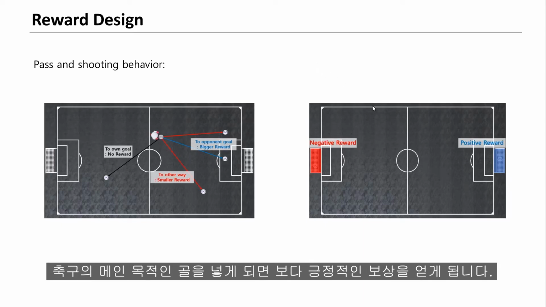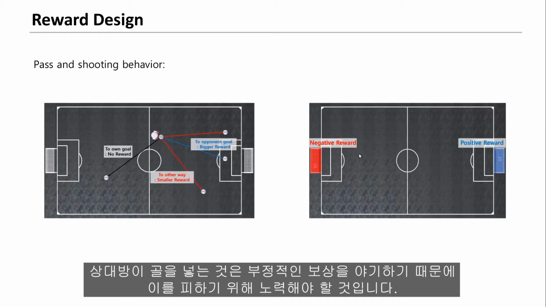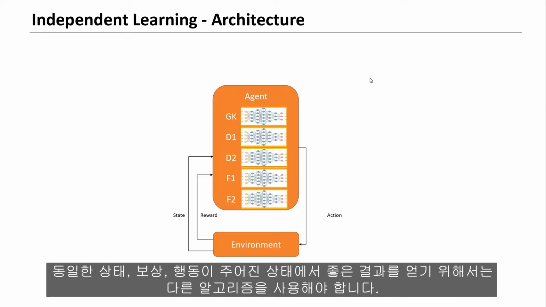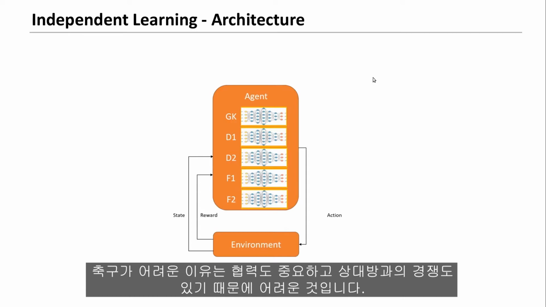And we give the score reward: when we score, we receive a positive reward. That's our main goal in soccer, to score to win matches. And we receive a negative reward if the opponent scores in our goal, as we want to avoid this kind of situation. So for the same state, action, and reward design, we can use different algorithms to train our team. In soccer, we want cooperation and also to be competitive against different opponents.